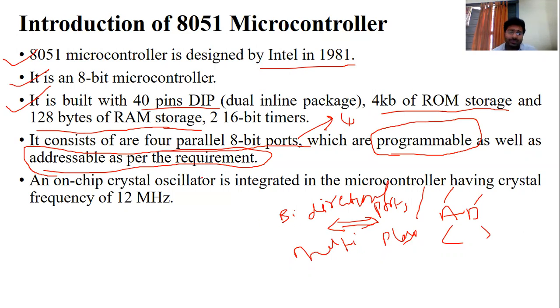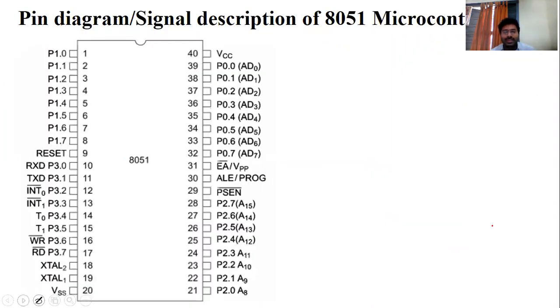It has an on-chip crystal oscillator for generating the clocks to perform the microcontroller operations, with a clock of nearly 12 megahertz. So this is the 8051 microcontroller structure.